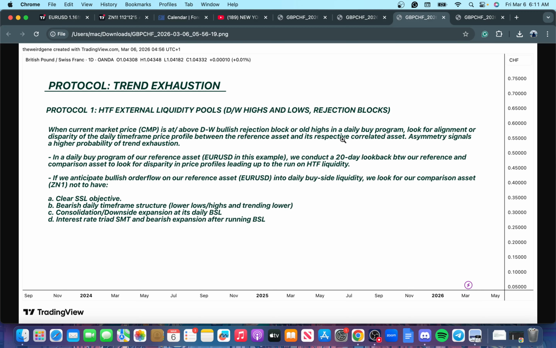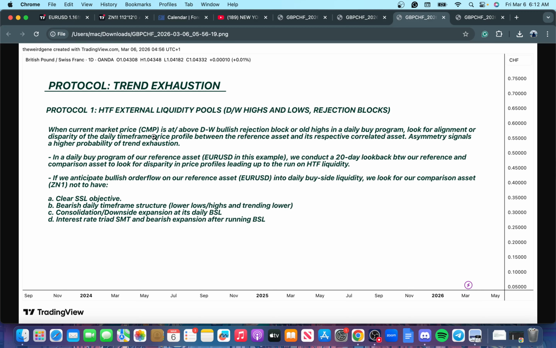And when we talk about external range liquidity, we've talked about this in the course. I think this was probably module 3 of our beginner training course, the introduction to institutional concepts. External range liquidity is liquidity that rests external to a predefined daily range, right? That comes in the form of highs and lows and rejection blocks. So we're strictly focused on highs and lows and rejection blocks.